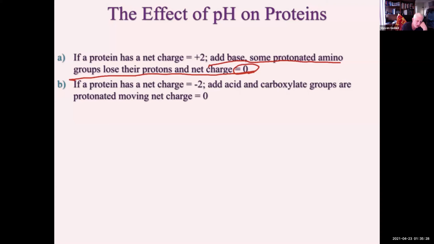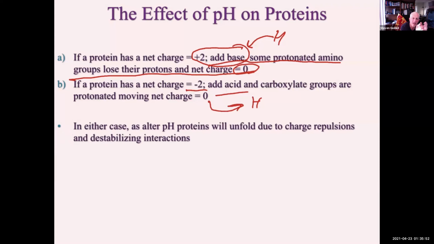If a protein has a net charge of -2, adding an acid, okay, can give you a net charge of 0 because you're adding protons back to it. If it's a +2 charge, you're adding a base. Okay, you're removing protons from it. If it's a negative charge, you're adding protons.